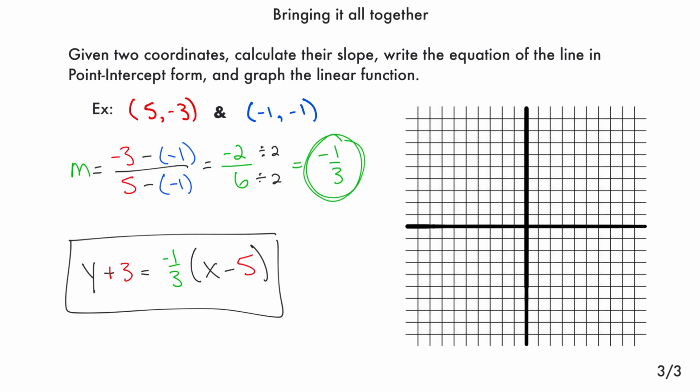So let's graph. I went right 5, 1, 2, 3, 4, 5, down 3. There's my red dot. And then my slope is negative 1/3, so I'm going to go down 1, right 3. I don't have enough room to go down 1 and another right 3, but I could follow the pattern backwards. Up 1, left 3. Up 1, left 3. And this is my line.